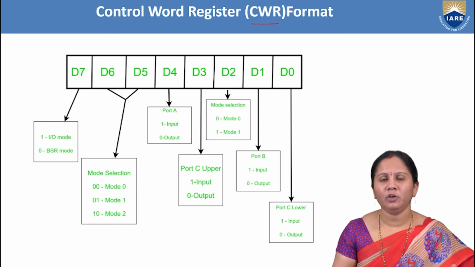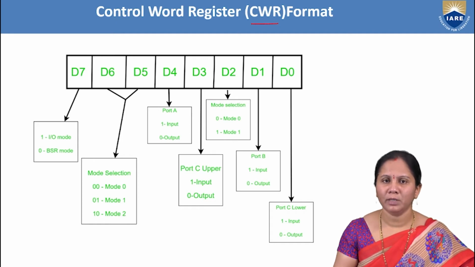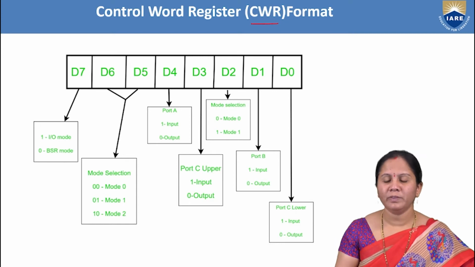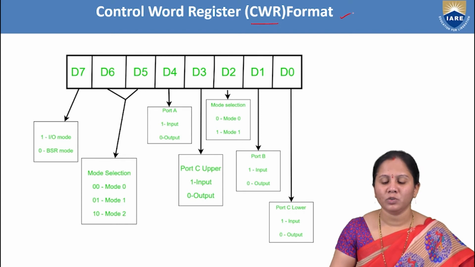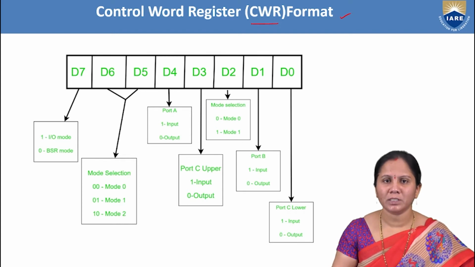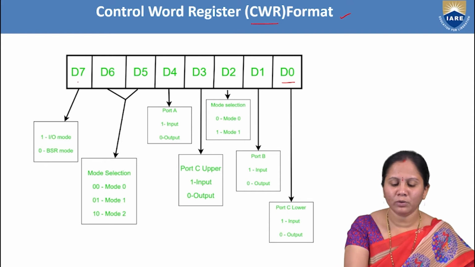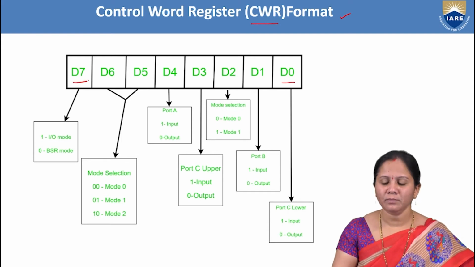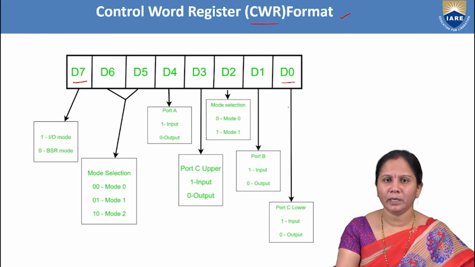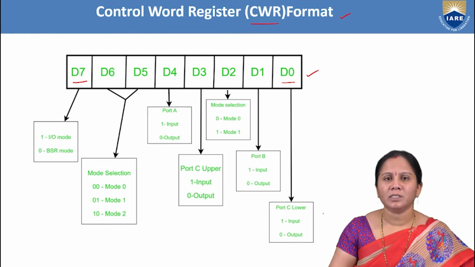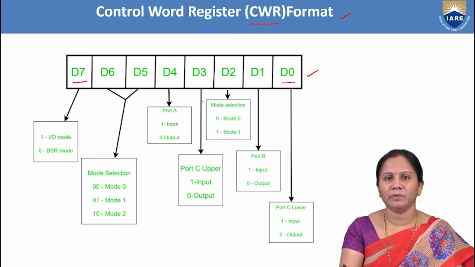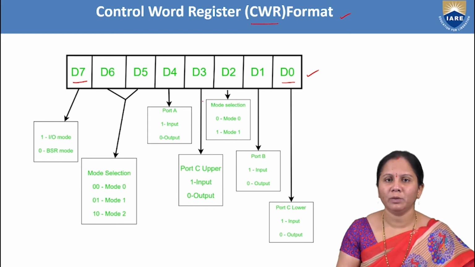Inside the 8255 PPI, there are some registers available. One of the registers in the 8255 IC is the CWR. The CWR is an 8-bit register, from D0 to D7. Based on the bits of this CWR, the 8255 is programmable. Because we have to write the CWR value in the program.